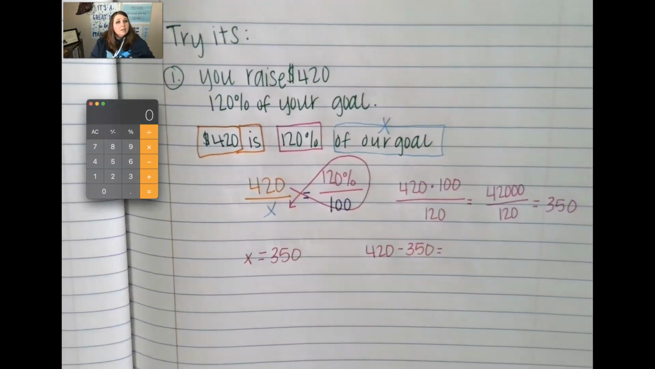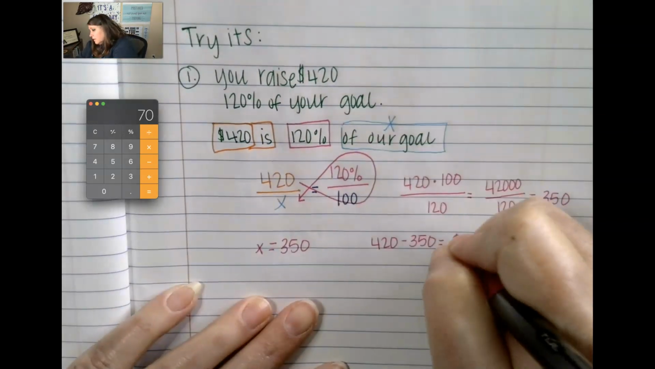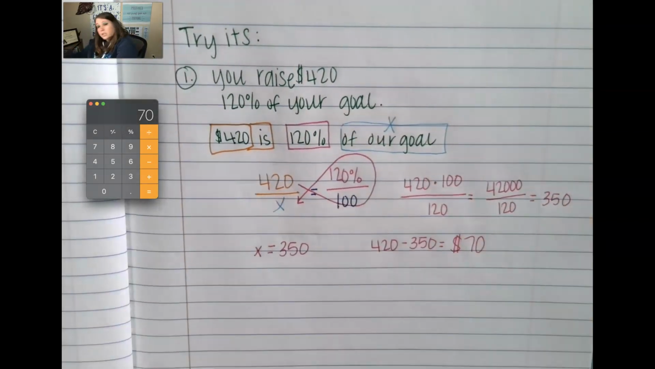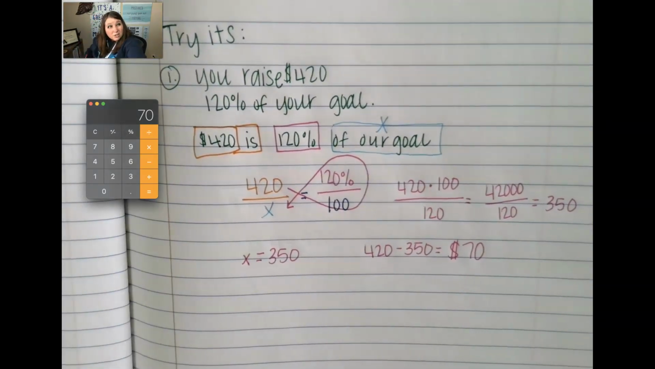And that's going to tell us how much more money we earned on our goal. 420 minus 350 is $70. So we earned $70 over our goal. $70 more than our goal because we're awesome.